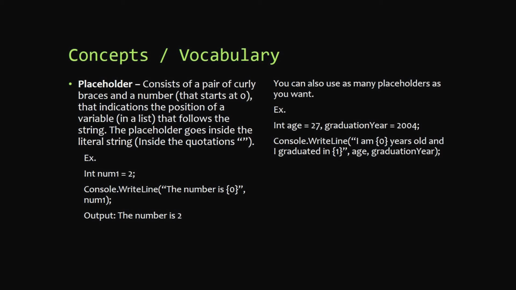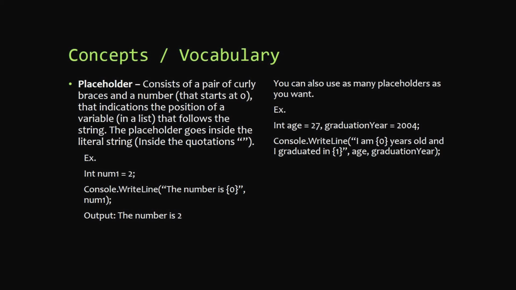Now, after the quotations, we put a comma, and that is where the list of variables begins. In this scenario, there's only one variable, so there's only one variable in our list, and it represents placeholder 0. So the output would say the number is 2, because instead of outputting this placeholder 0 information, it just outputs whatever the value of this variable is. But what if we had more than one?